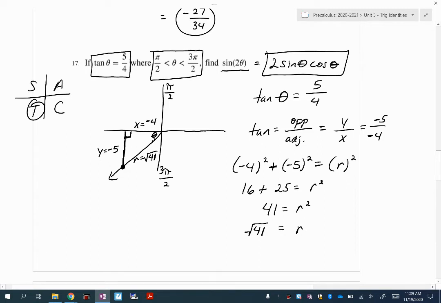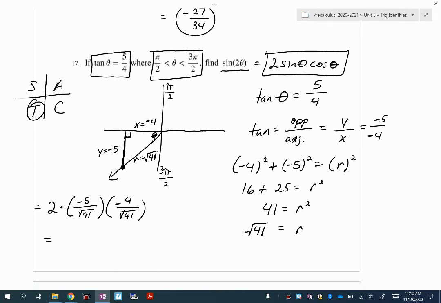All right, so here we go. Let's do some work. So 2 times the sine of theta. The sine of theta, if here's my theta, is opposite over hypotenuse. So opposite is -5, and hypotenuse is the square root of 41, or y over r. Cosine is the adjacent side, so x, which is -4, over the hypotenuse, or r, which is the square root of 41. So that's going to be -4 over the square root of 41. So I'm going to type this into Desmos, and that will give me my answer.